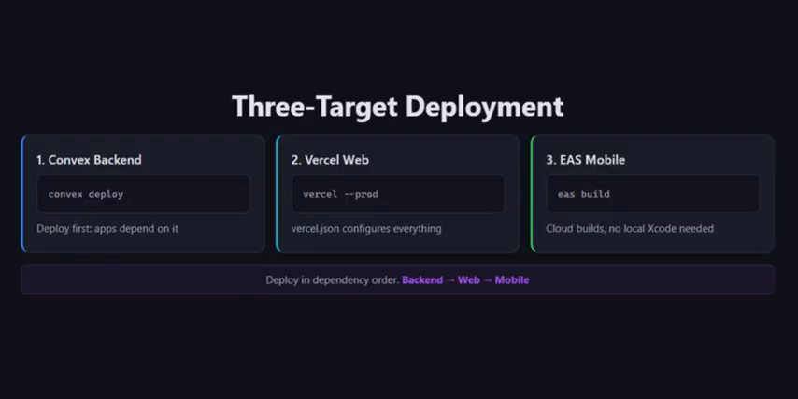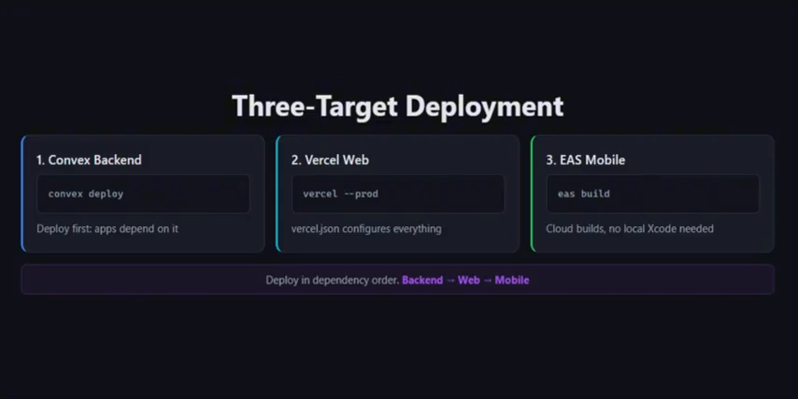Deployment. 3 targets, 1 command each, but the order matters. Target 1, Convex. The backend deploys first because both apps depend on it. If you deploy a new web app that calls a backend function that doesn't exist yet, everything breaks. Backend first, always. Target 2, Vercel.